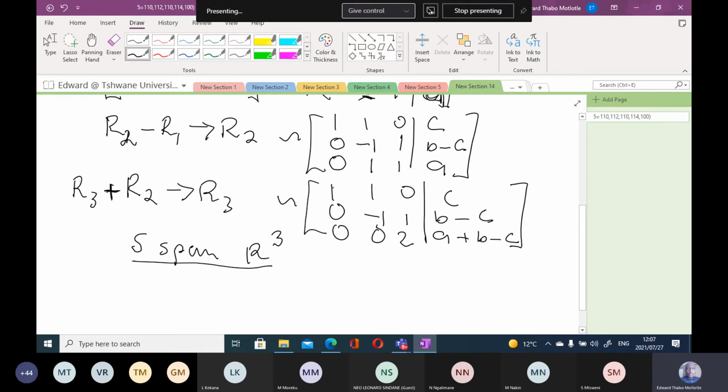You see, they are non-zero. Let's just use layman's language. So these values must be non-zero on the identity line, on the diagonal. They can be 1, they can be 2, they can be 3. If you have that situation, then we conclude that S spans R3. Okay, cool. Thanks.